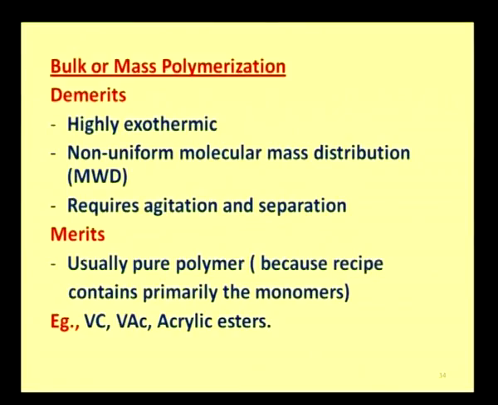This is because you don't effectively control the movement of the molecules. Wherever the monomers are available in the reactor vessel, the polymerization goes on, and there is no big control over the polymerization that is continuing in each and every chain. So you have highly dispersed polymeric species that are formed. That is why it is called a non-uniform MWD system. And of course, you may require perfect agitation. It requires an agitation and separation process.